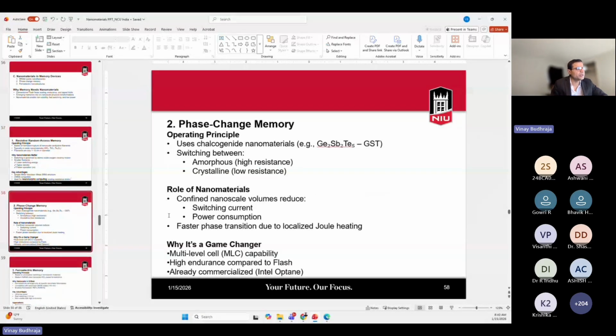Next is the phase change memory. It uses chalcogenide switching between amorphous and crystalline. Amorphous gives rise to high resistance, crystalline gives low resistance. The role of nanomaterial is confined nano volume. It gives rise to lower switching current, lower power consumption, and faster phase transition due to localized Joule heating. It has endurance over flash, and Intel Optane has already used phase change memory, and multi-level cell compatibility is possible with the phase change memory.